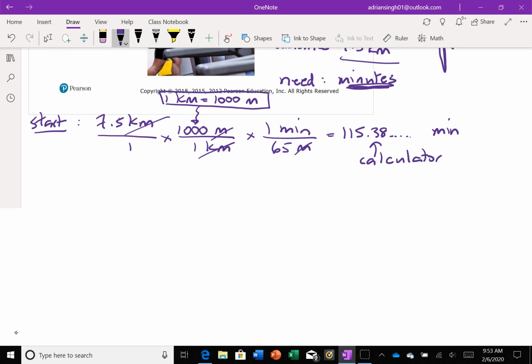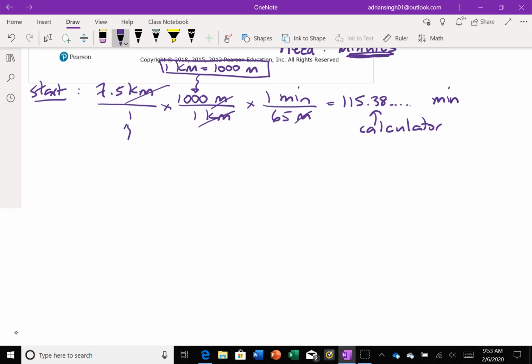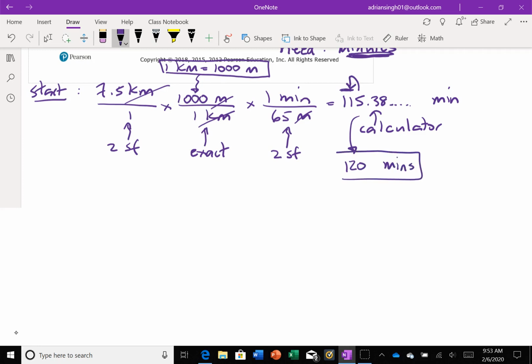And we need to make a little bit more sense of that in terms of sig figs. All right, so we have here our 7.5 that has 2 sig figs. Our metric conversion is exact, so that's an unlimited number of sig figs. Our pace here, our speed, has 2 significant figures in it as well. So our final answer needs to be rounded to 2 sig figs. We go to the second digit, and the next digit is 5 or above, so we add 1. This ends up being 120 minutes as our final answer.